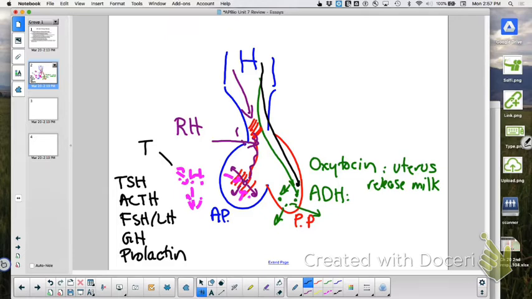There's another one that could be listed, MSH, which stands for melanophore stimulating hormone, which has to do with water balance in some organisms, and it also changes the color of animals that change color on their skin. But I'll put that in parentheses because I don't think that was on the notes.